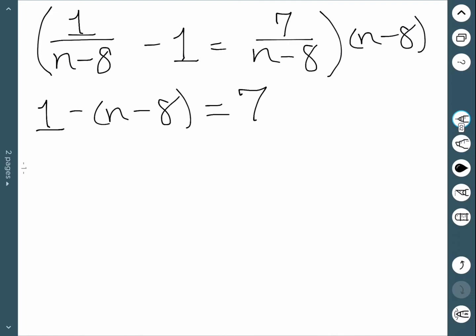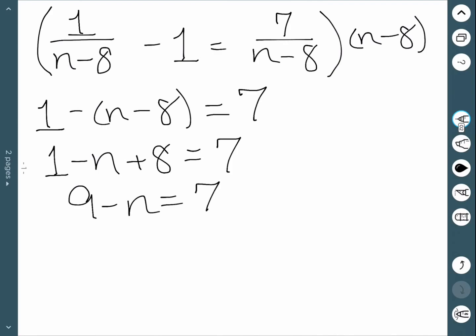So this is the idea of rational equations. We want to clear the denominators. We're going to multiply by whatever's on a denominator to get rid of the fractions to make this problem easier. We have negative n plus 8 equal to 7. Don't forget to actually distribute your negative sign. We know 8 plus 1 is 9.